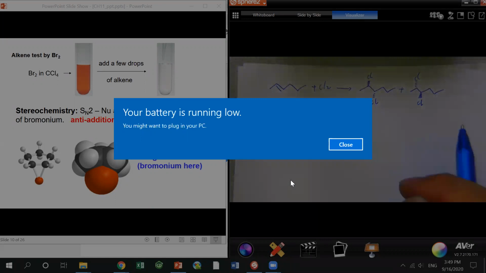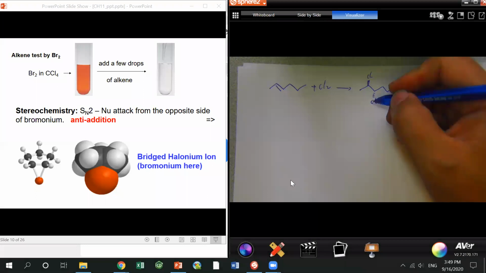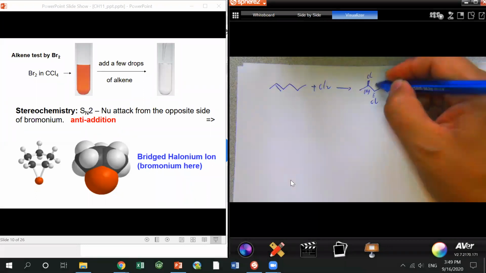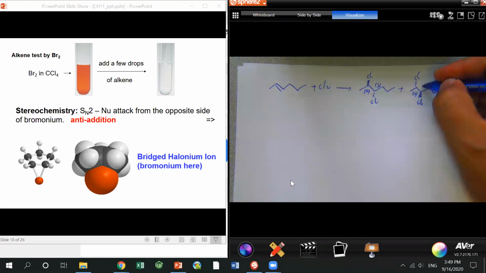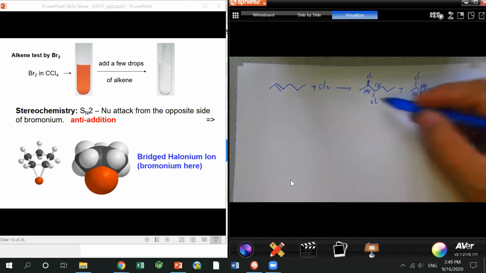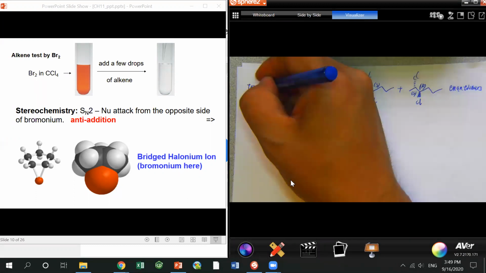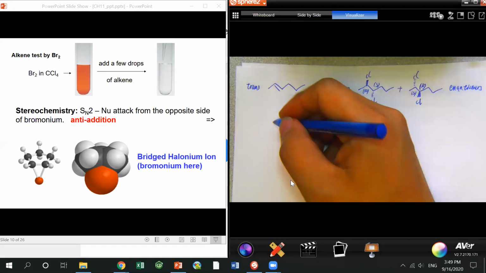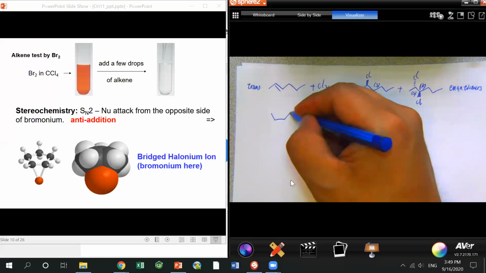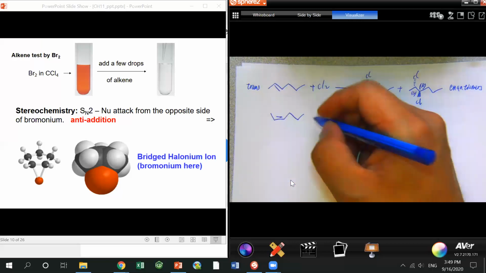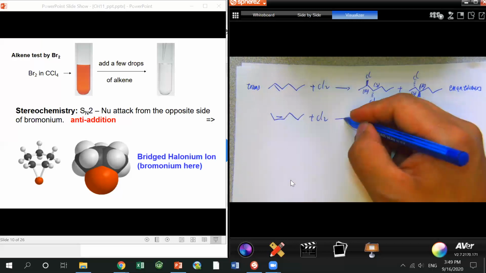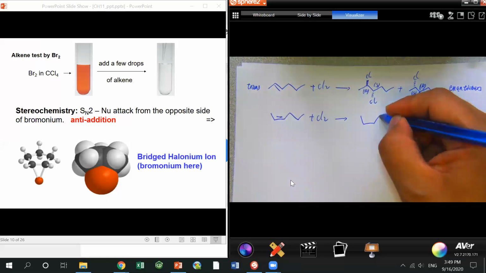Let me see. This one should be R and this should be S; this one should be S and this should be R. The relationship between these two is enantiomers. So the trans alkene here gives you a pair of enantiomers. How about cis? We can also quickly draw the cis product.